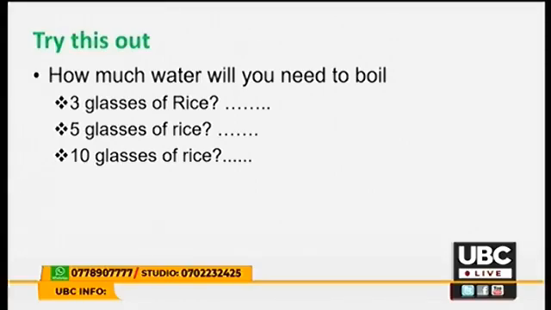Look at the screen and try to remember the number of glasses for 1 glass of rice. How many glasses of water? They were 2. So if we have 3 glasses of rice, how many glasses of water do we need? If we have 5 glasses of rice, how many glasses of water do we need? And if we have 10 glasses of rice, how many glasses of water do we need? I'm waiting for your answers.